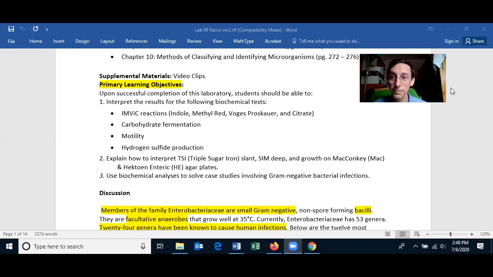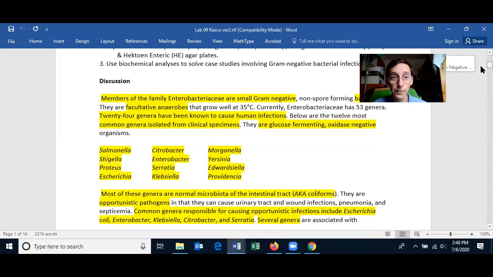Why is my scroll bar not working? All right.